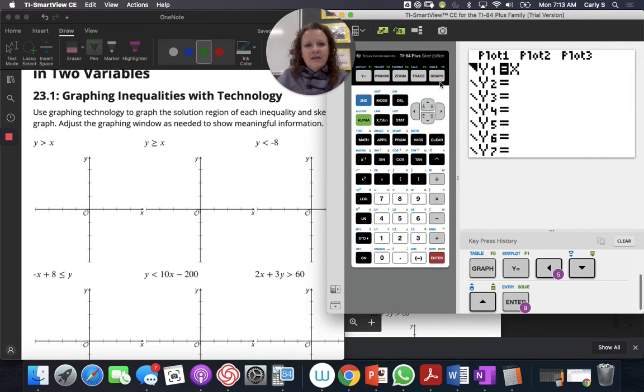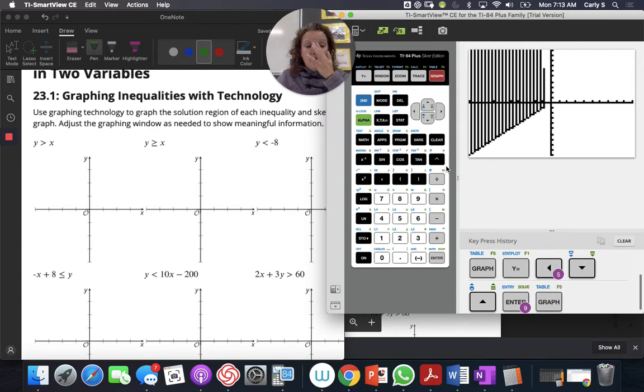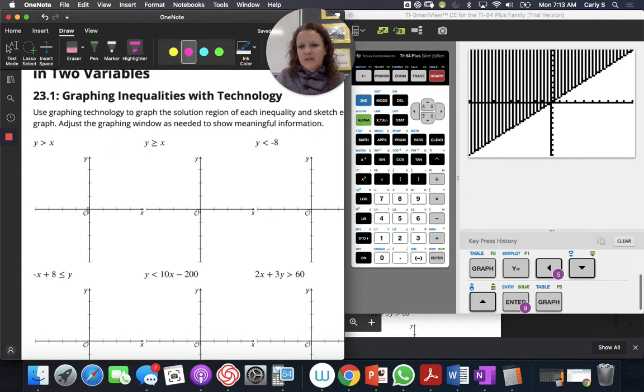Now you may have a different type of graphing calculator which has different symbols in that area, and we can talk in class if you're not sure how yours is supposed to work. So here we have this one. Now if I come over here, we're just going to hit a highlighter. So that's what the solution looks like. And actually, that's not what the solution looks like. It's most definitely a dashed line because it's just greater than.